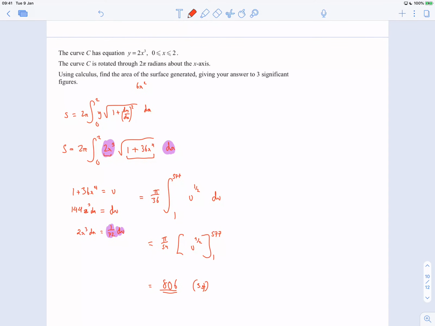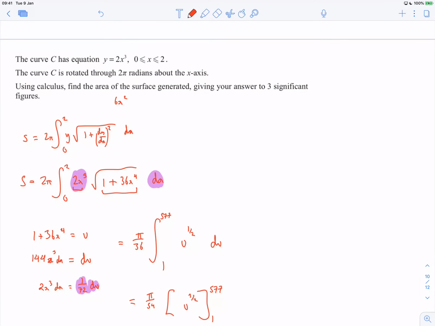Let me just double check I've done this right. dy by dx is definitely 3 times 2, which is 6x squared. And if I square dy by dx, I'm 100% going to be getting 36x to the 4. If I let u equal to that, then du by dx, yeah, 4 36s are definitely 144. The 1 disappears. And I want a 2x cubed there. Yeah.